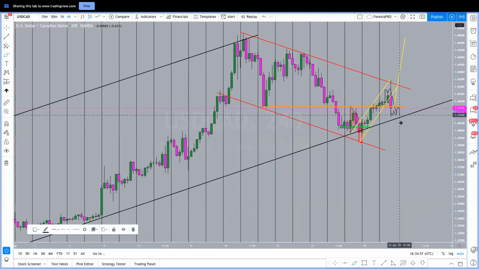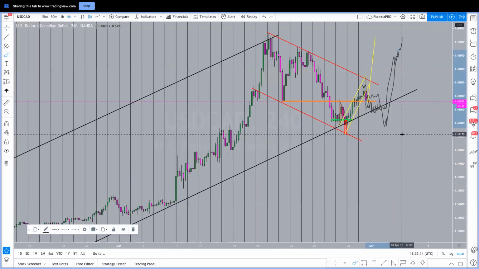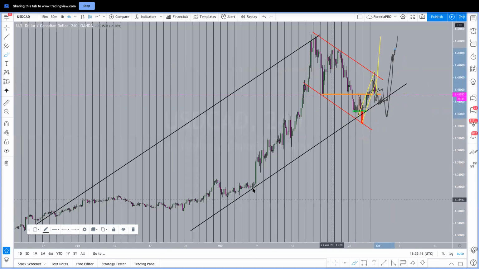So that's what I think is going to happen. It's going to stay here, trap, and then go up. Or it can trap buyers and then stop on low, then go up. I'm going to follow that more macro in this one.